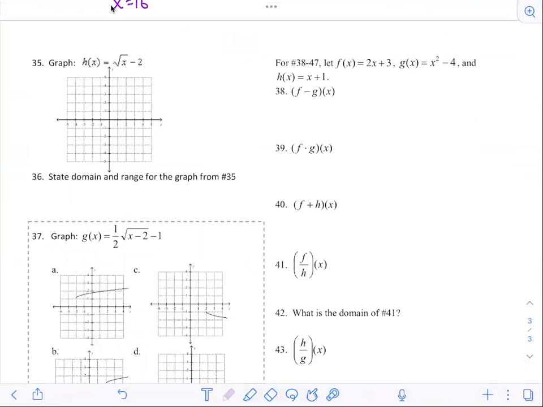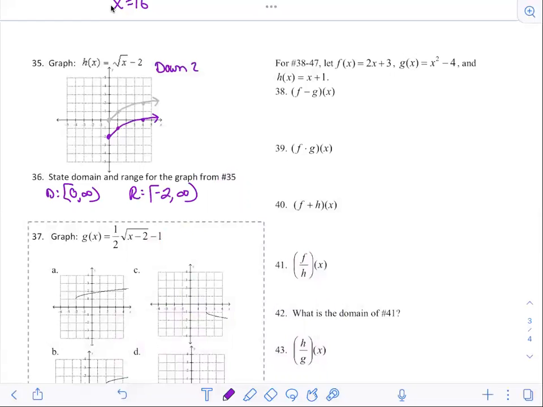Number 35, we're going to graph again. This is going to be our square root function. This one's going to go down 2. So we're going to take our graph, and we're going to go down 2. So it's going to go right there. Shape doesn't change. It doesn't shift left or right. Domain is going to go from 0 to infinity. And our range is going to go from -2 to infinity.